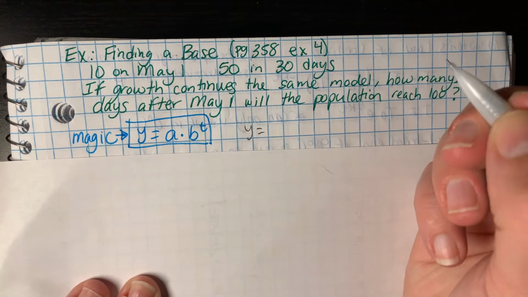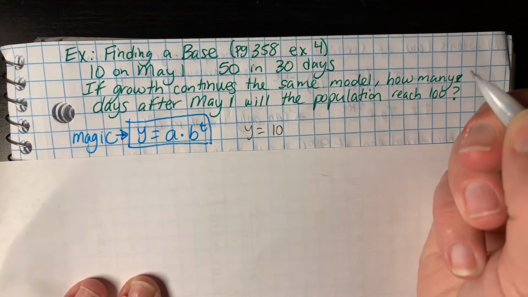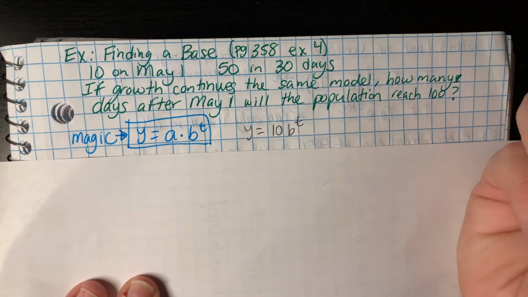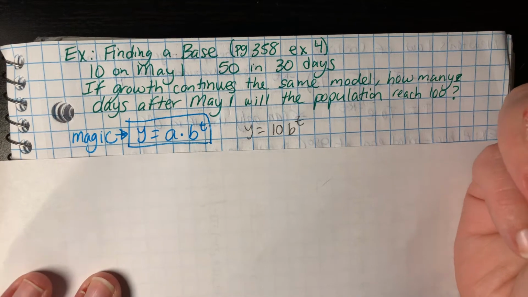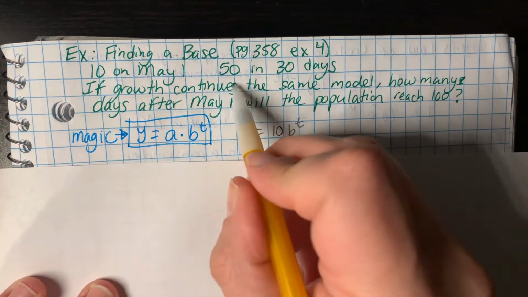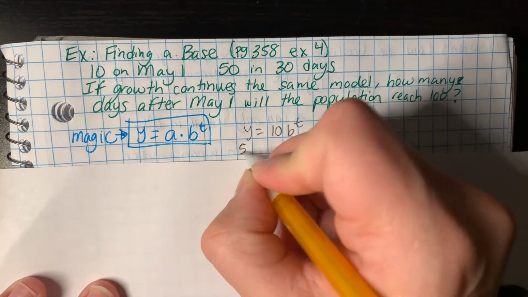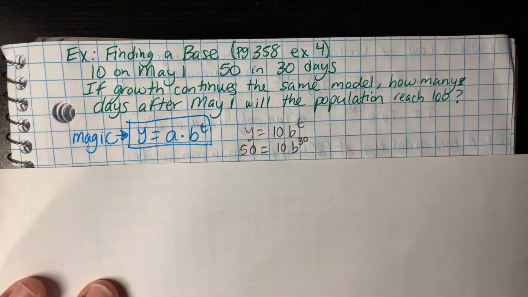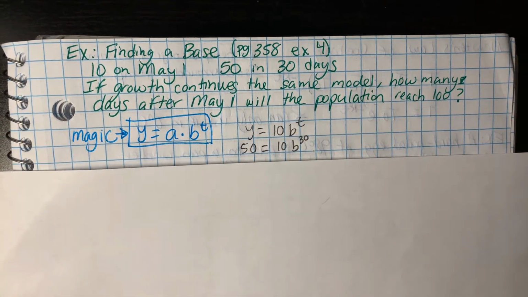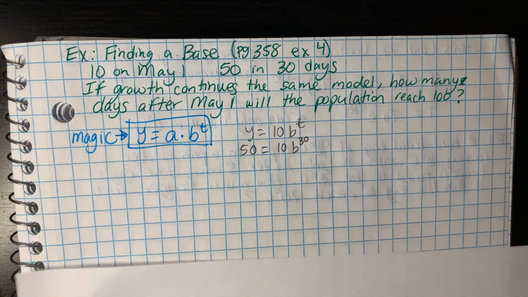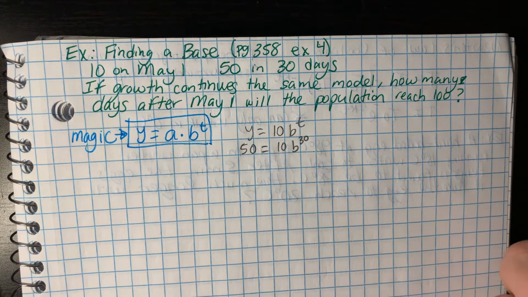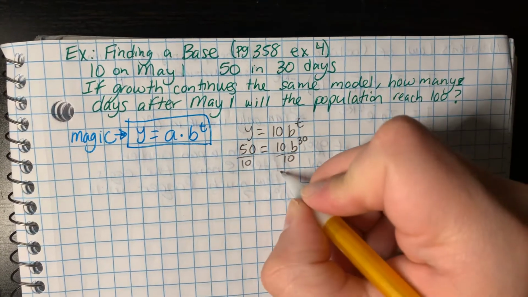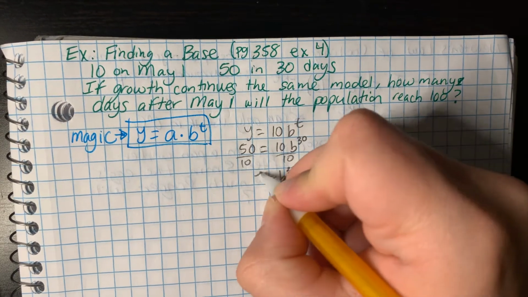Into this equation we are going to plug in A, we know that we have 10, that's our initial amount, times b to the t. We don't know what that is. We are going to set this equal to 50 in 30 days, so 10 b to the 30, and now we can solve and get ourselves a base to then solve the exponential equation. So we'll divide by 10. We'll have b to the 30 equals 5.